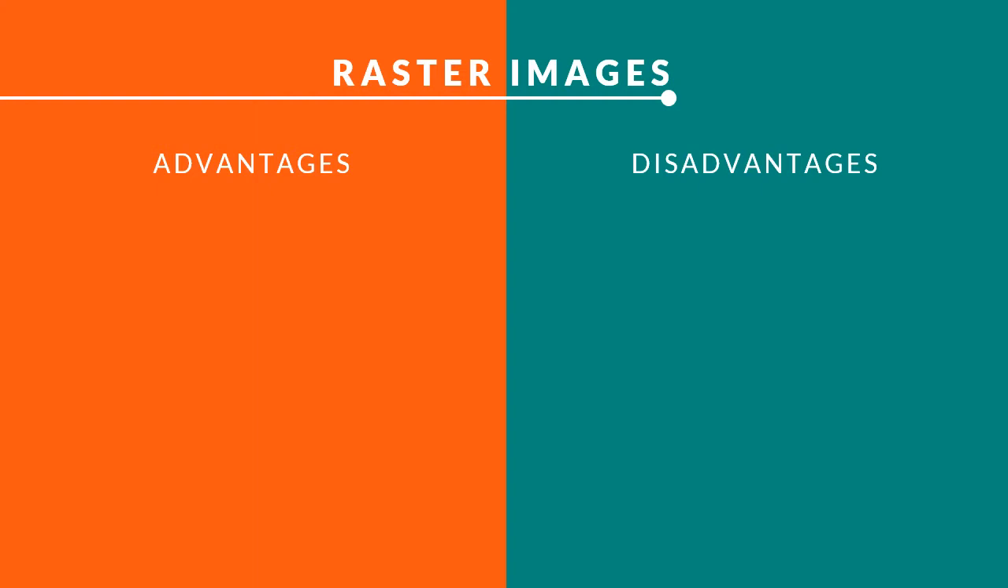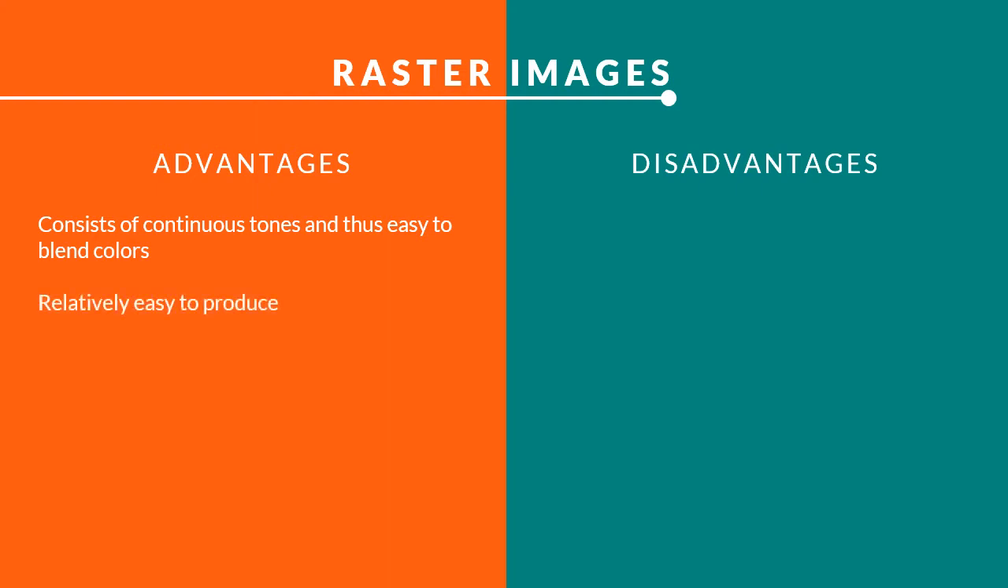An advantage of a raster image is that it consists of continuous tones and thus easy to blend colors. Think about photographs, which consist of an array of colors blended together. Raster images are also relatively easy to produce. You just get your cell phone or your DSLR camera and take a picture and run. You have a raster image.